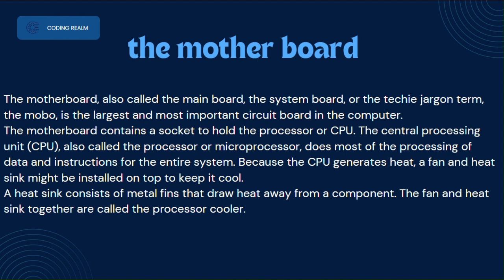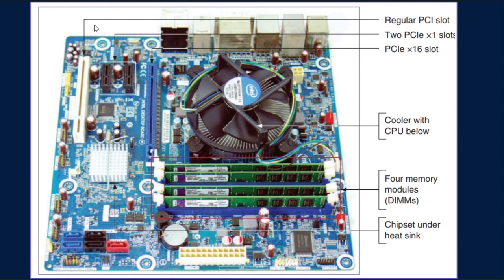A heat sink consists of metal fins that draw heat away from a component. The fan and heat sink together are called the processor cooler. This is the motherboard in our computer, and this is a part of the motherboard. It contains the CPU, the four memory slots, it contains the PCI slot, etc. This is the motherboard.